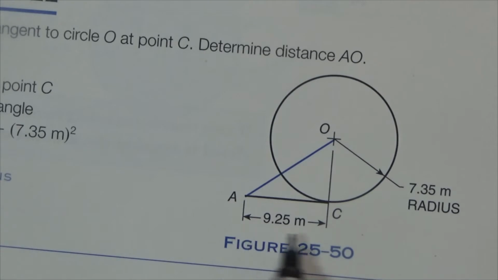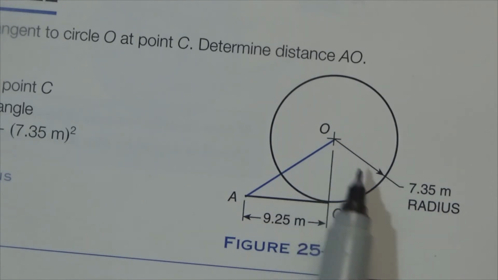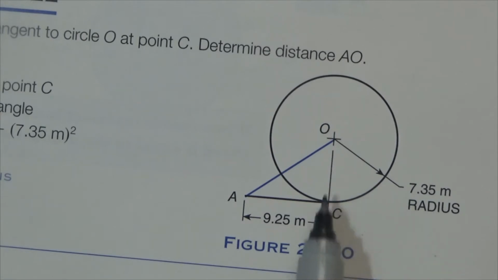We know this side, 9.25, and we also know this side from here to here. It's 7.35. Remember, all radiuses are the same. So if this radius from here to here is 7.35, then this one from here to here is as well. So we have a Pythagorean theorem problem.